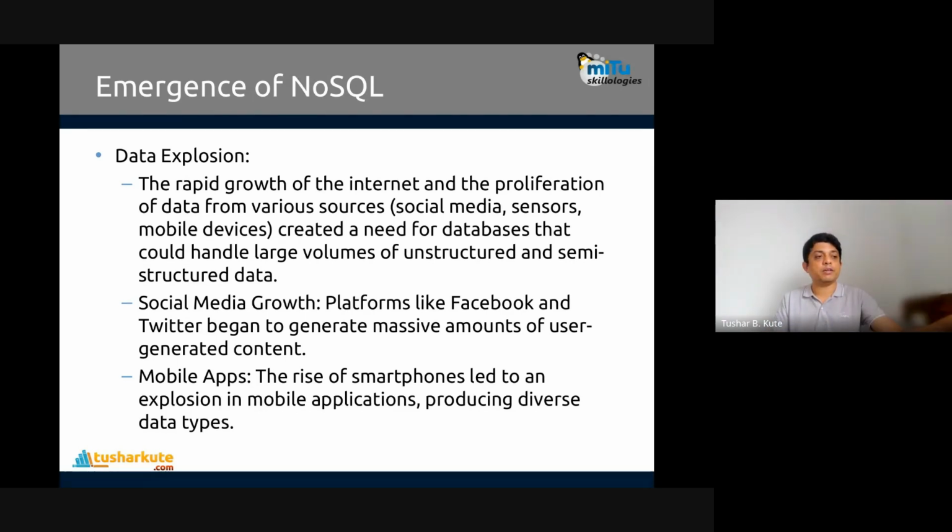Continuous monitoring systems are being used continuously. That is why a vast amount of data is being generated. And mobile applications, so smartphones. The rise of smartphones led to an explosion of mobile applications producing diverse types of data, which is on your mobile phone. We are active on mobile phones 24 by 7, and that's why data is exploding, a huge amount of data.